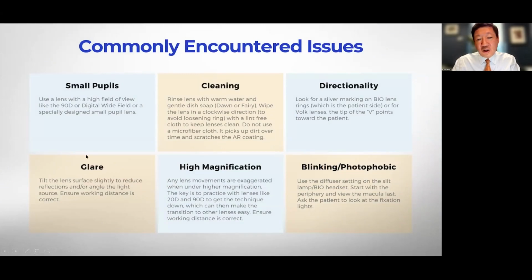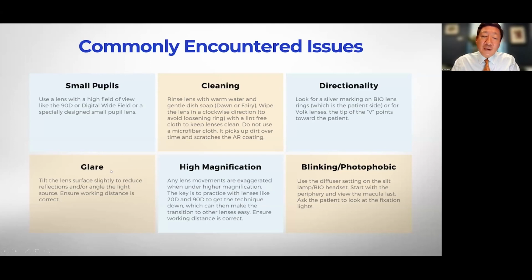Now, here are some common issues, which I won't talk about at length. We talked about how small pupils are difficult, how cleaning is very important, and it's important to do it correctly. One of the tips was to clean your lenses in a clockwise direction. That's because there's a lens locking ring that, if you go in a counterclockwise direction, actually loosens the lens within its holder. The directionality matters: it is not a symmetric lens, and there is a proper direction to face the patient and a proper direction to face the observer.